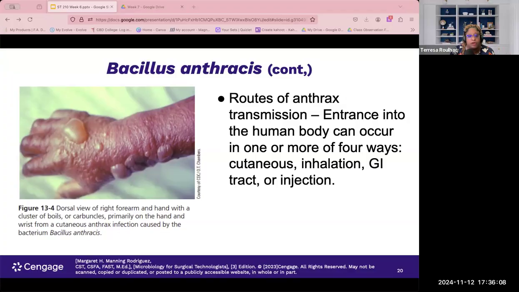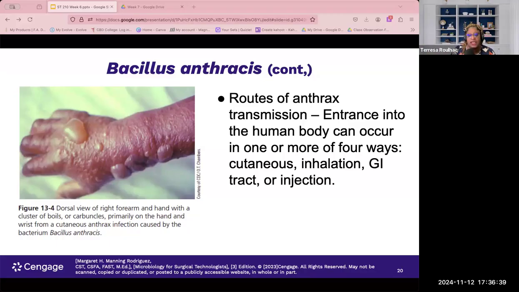Typically contracted by workers in industrial settings, like wool processing, which makes sense because think about where it's coming from, slaughterhouses. Inhalation anthrax is caused by breathing in the spores from contaminated animal products. Symptoms develop within 7 days, but can appear up to 2 months after exposure. The spores then will multiply in thoracic lymph nodes and then spread throughout the body.